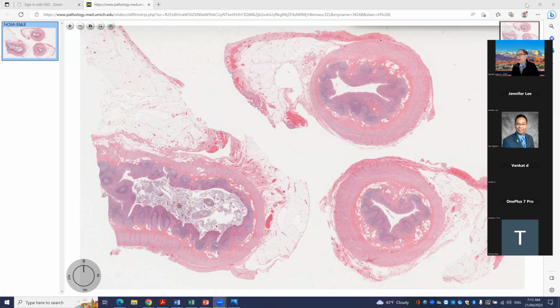So welcome everyone. You can see the slide, I believe. Our theme today is the appendix.